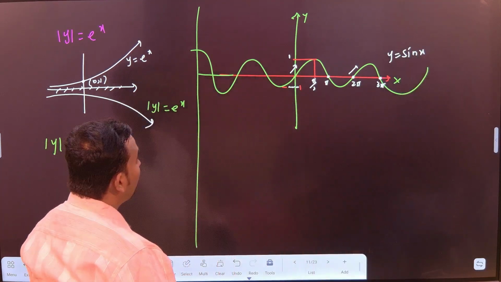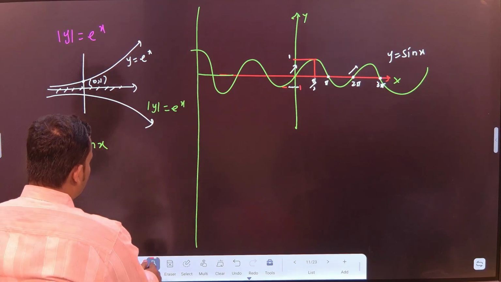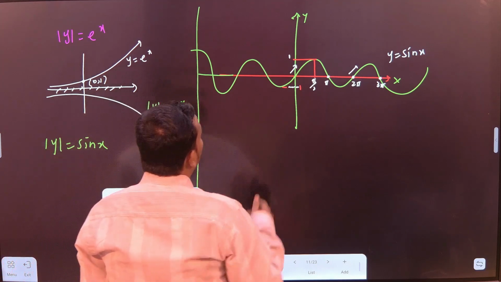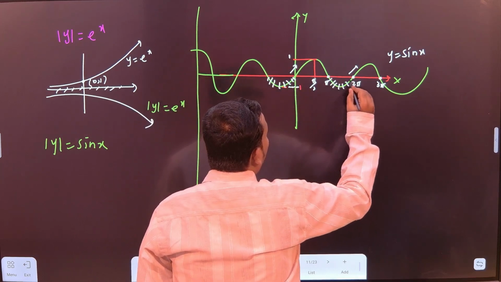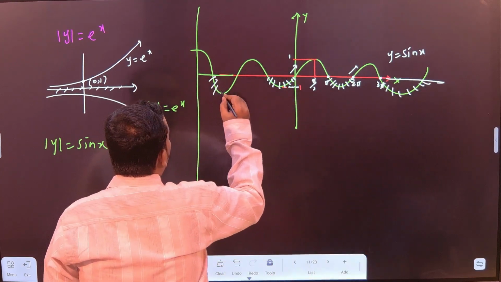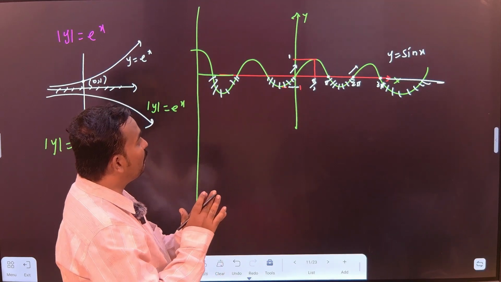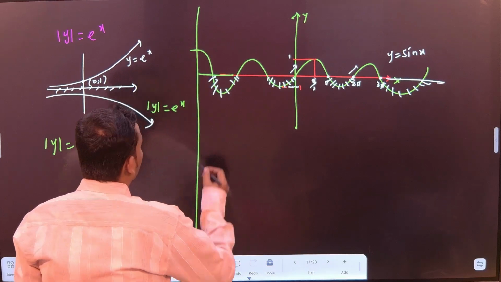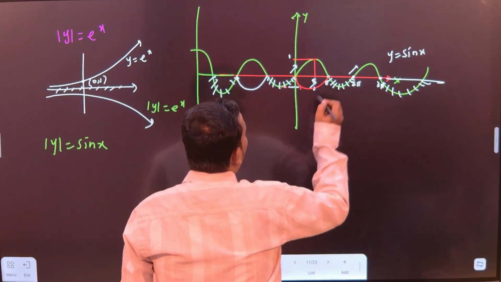So what you can do is, whatever the negative portions are, that means below the x axis, you have to remove them. Let me take another color. What is the negative part? You have to remove this one. Whatever the below portion is, remove it. Whatever the positive portion is there, you take the image of that with respect to the x axis. So the graph will go like this one and this one.